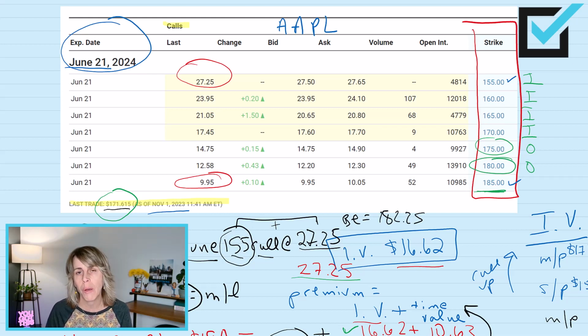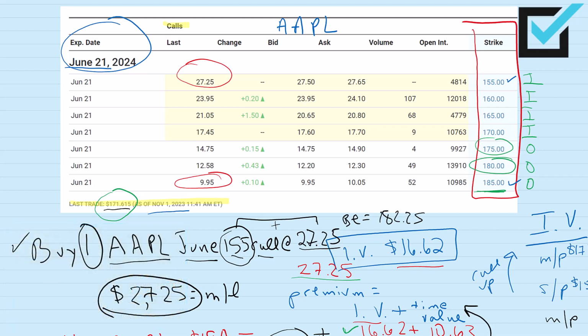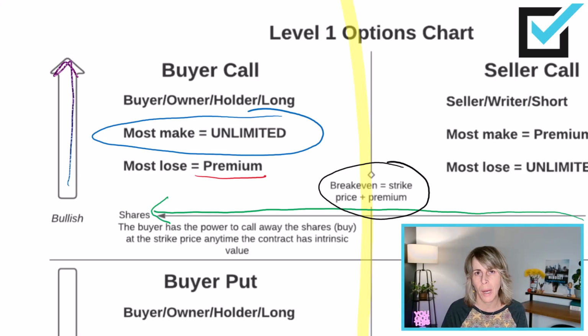When on a call, the market price is above the strike. So think about it. If you can exercise the option and buy the stock with the option for less than the current market price, then it's in the money. It is out of the money when the current market price is less than the strike price. It makes no sense to buy the stock at 175, 180, or 185 when the current market price is 171.62. It's also true that those that are in yellow are in the money. They have intrinsic value. It's summarized with this level 1 options chart.